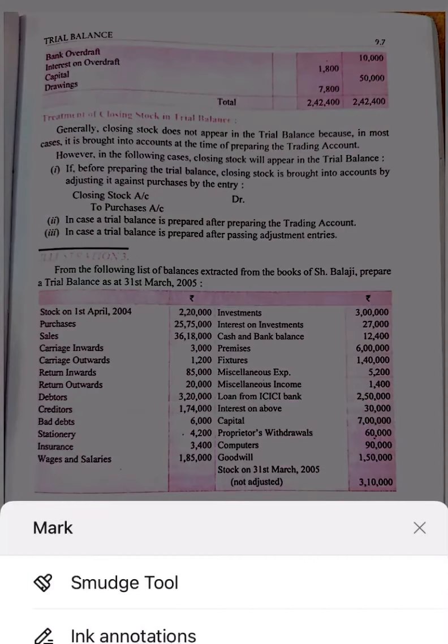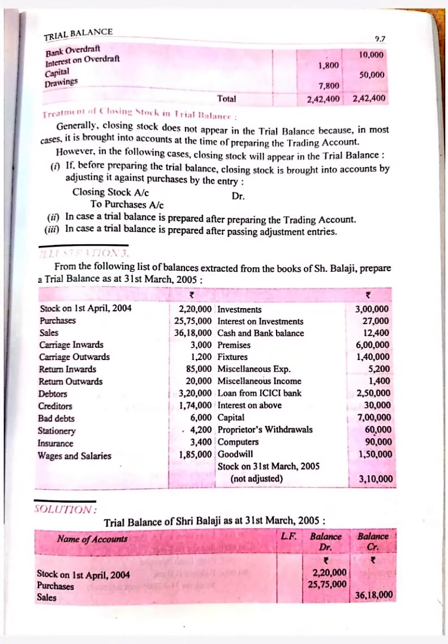Bank overdraft, it's also a liability, so it will be credited. Interest on overdraft, it's an expense, it will be debited. Capital credit, drawing debit. Now just do the total of both the sides, and here debit and credit are equal. 2,42,400 and 2,42,400. So this is it.